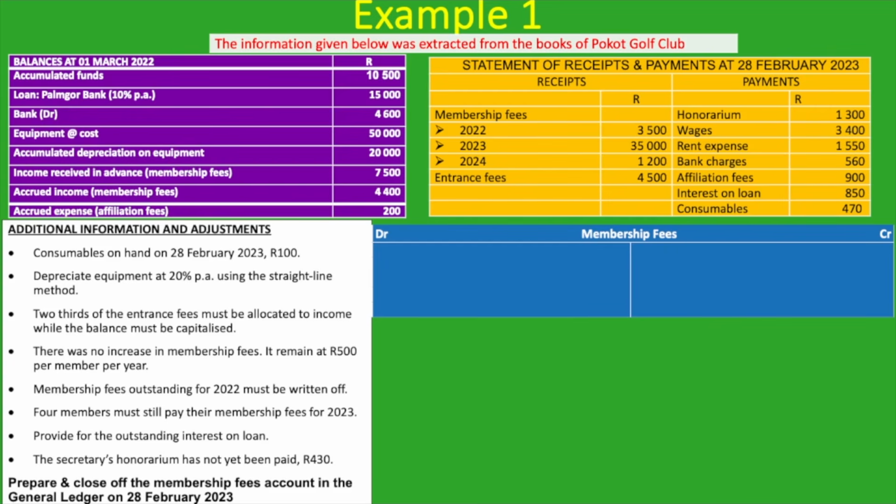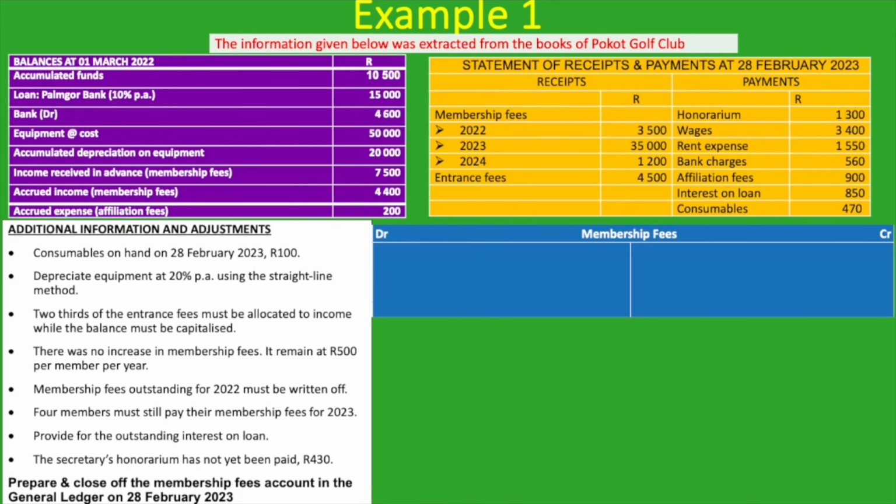And so we have our opening balances here. It's important for us to capture that these are our opening balances at the beginning of the financial period. And we're also given additional information and adjustments down here in white. And you can see here on top we are told statement of receipt and payment at 28th February 2023. So what do I know here? I know this is money that came in where it's written receipts and money that went out where it's written payments. Right now, what we're trying to figure out when you're doing the membership fees is basically one thing: how much are the membership fees that we earned in this particular financial period?